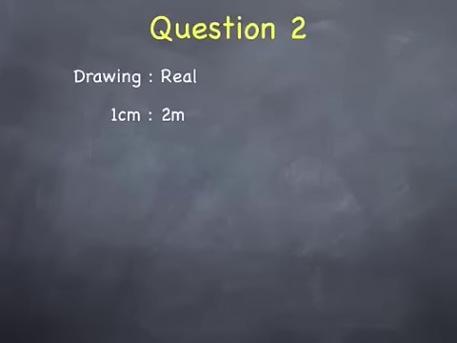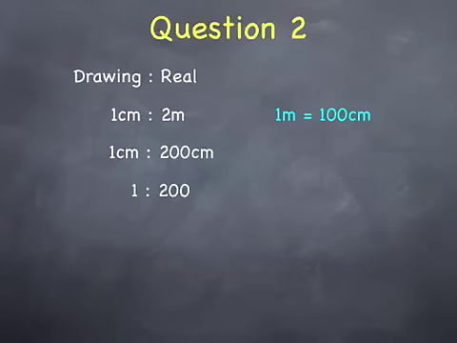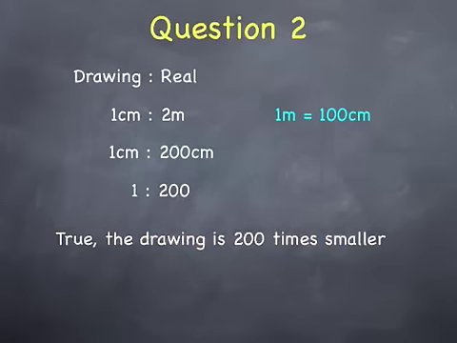Okay, we were given this scale here. So is that 200 times smaller? There's 1 metre is 100 centimetres. So our 2 metres will be 200 centimetres. So now we're comparing centimetres with centimetres. So we can remove the units, 1 is to 200. So it is true, the drawing is 200 times smaller than a real tennis court.